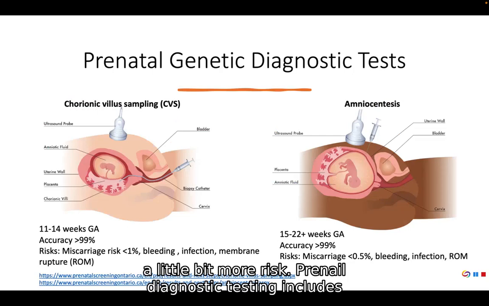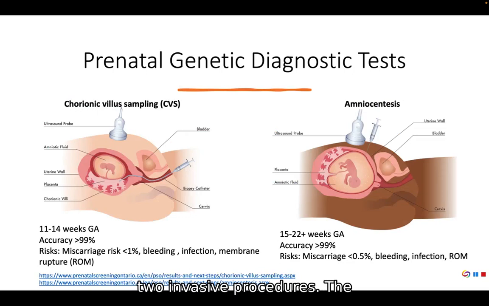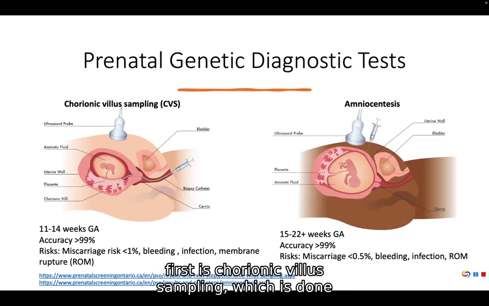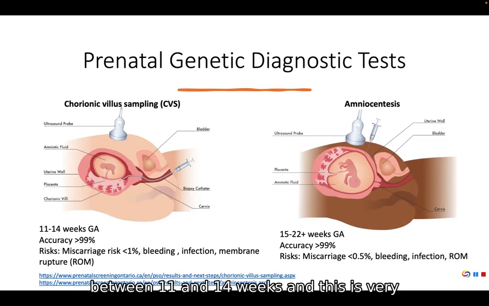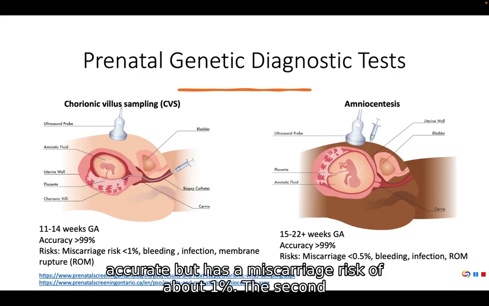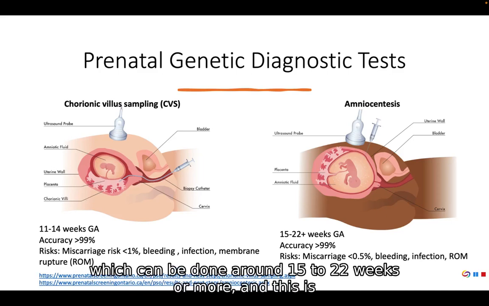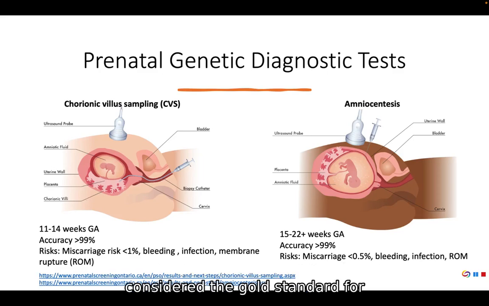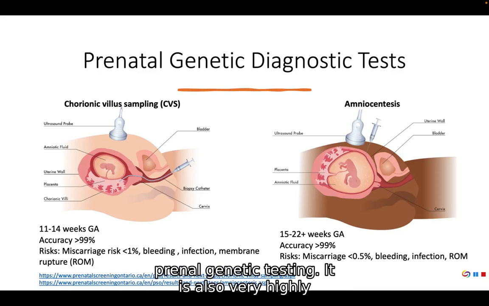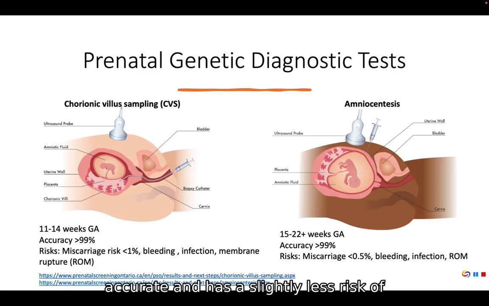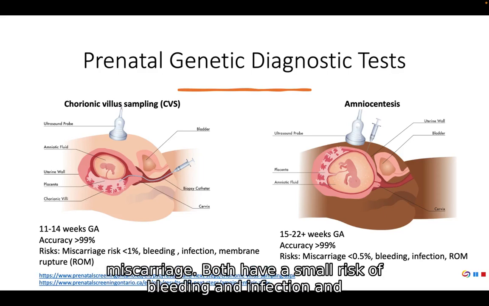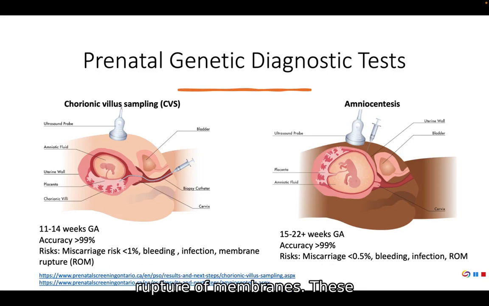Prenatal diagnostic testing includes 2 invasive procedures. The first is chorionic villus sampling, which is done between 11 and 14 weeks, and this is very accurate, but has a miscarriage risk of about 1%. The second option is called amniocentesis, which can be done around 15 to 22 weeks or more, and this is considered the gold standard for prenatal genetic testing. It is also very highly accurate and has a slightly lower risk of miscarriage. Both have a small risk of bleeding, infection, and rupture of membranes.